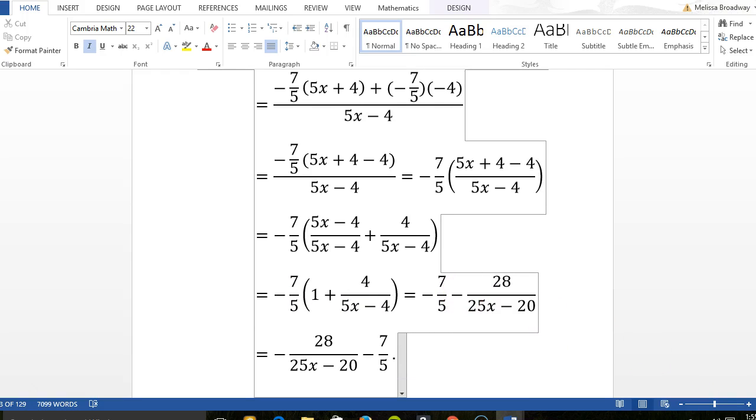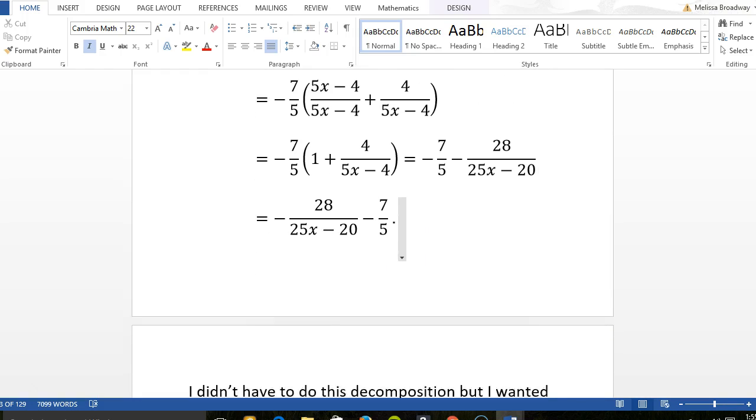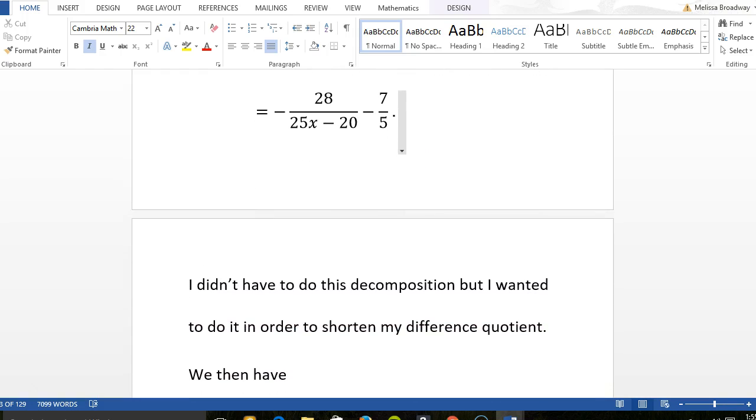Now, by commutativity, I can just move this guy to the left here and that minus 7/5 to the right. That's by commutativity. Why did I want to go through all that hassle? I didn't have to do this, but I wanted to do it in order to shorten my difference quotient.